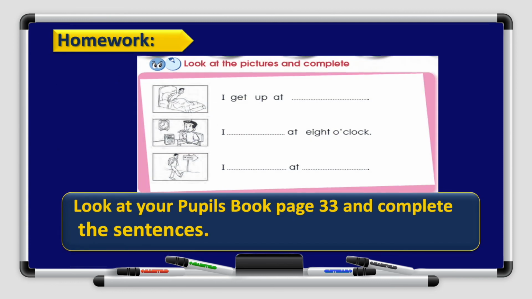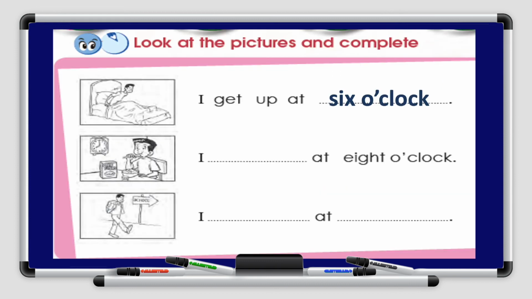Now that's all with the practice and grammar. Now let's move on to your homework. You have a homework on your pupil's book, page 33. Look at the pictures and complete. I will do the first one with you. I get up at 6 o'clock. Look at the pictures and do the rest by your own.